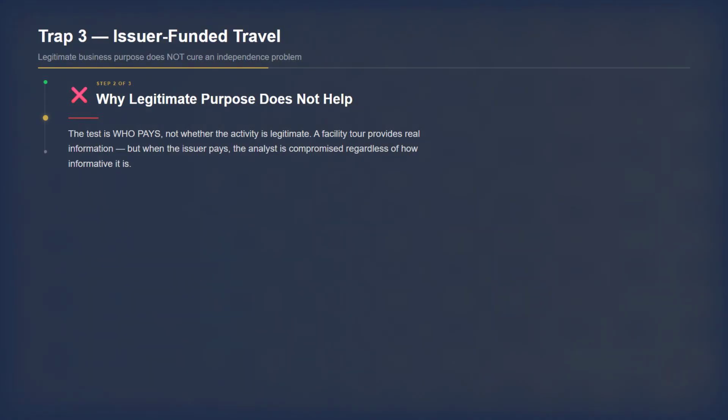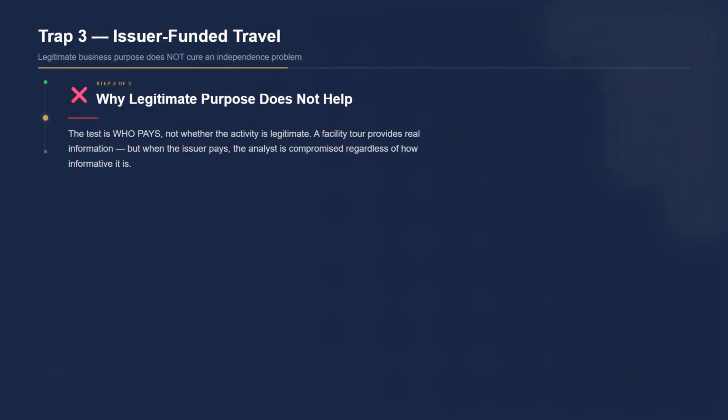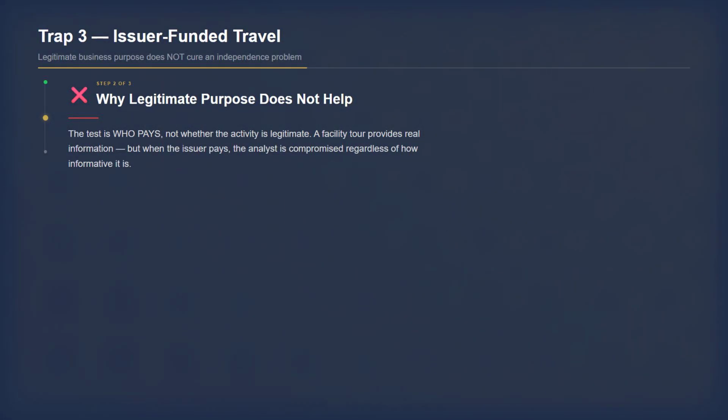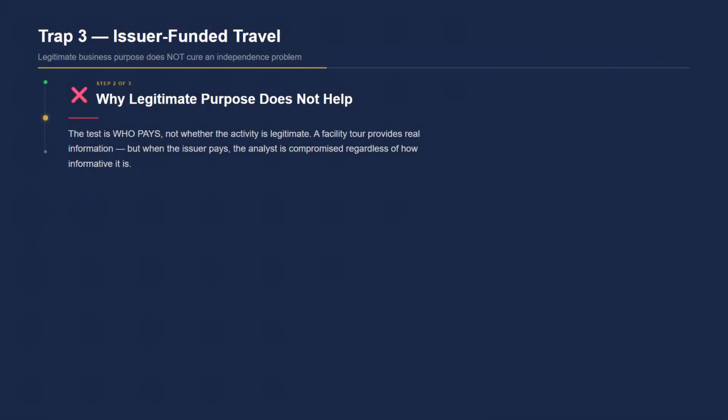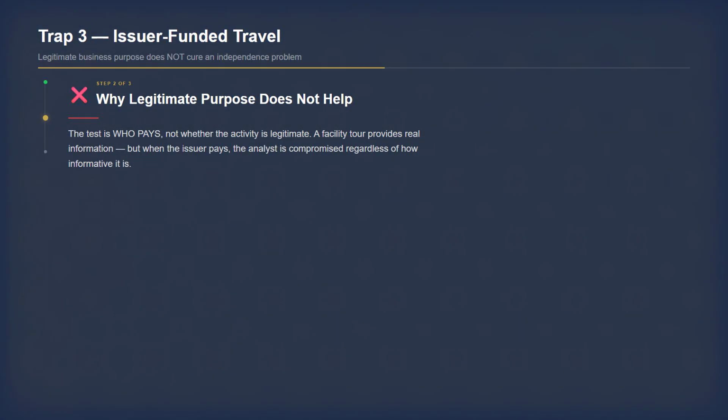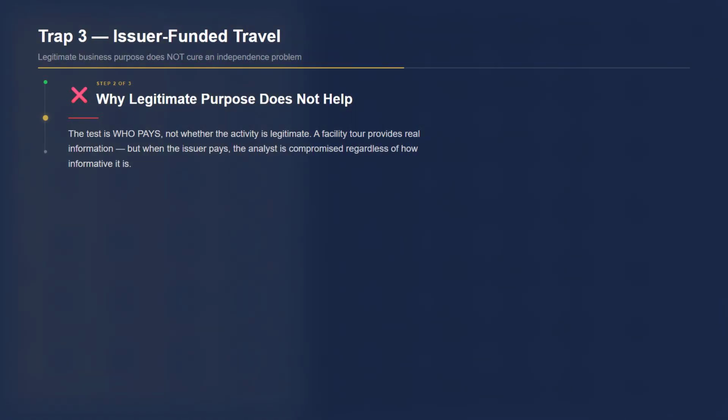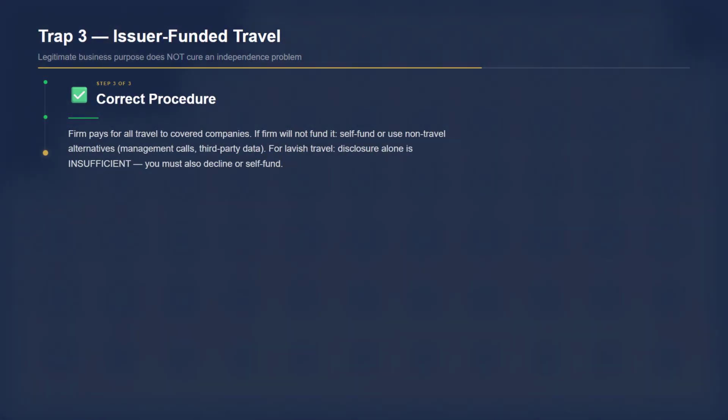Here is why. The legitimacy of the business purpose is irrelevant to the independence analysis. A facility tour or analyst day is genuinely informative. That is not the question. The question is who pays. When a covered company pays for your travel, you become beholden to them in a way that can subtly compromise your analysis. The recommended procedure under Standard IB is clear.